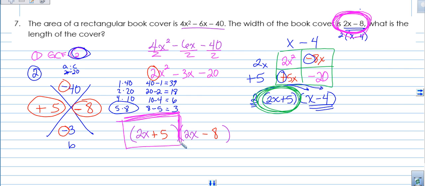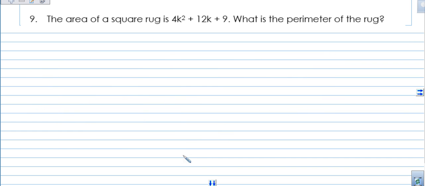Okay? So, that's the answer to question 7. Question number 8. Oops. Let's skip question 8. Well, I'll have to come back to question 8 in just a moment.